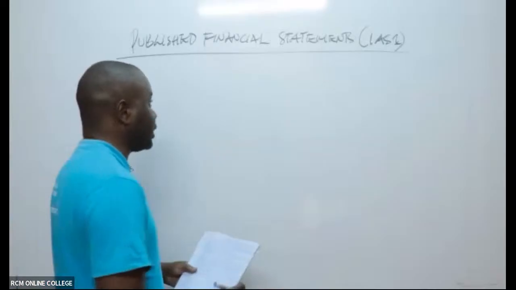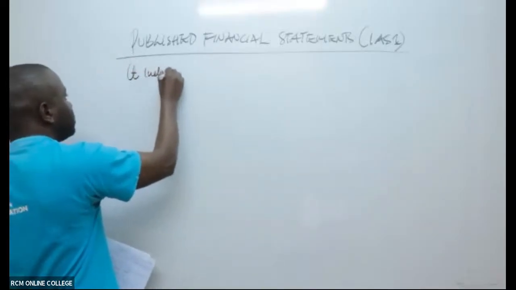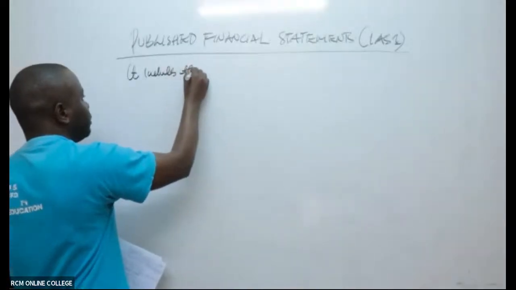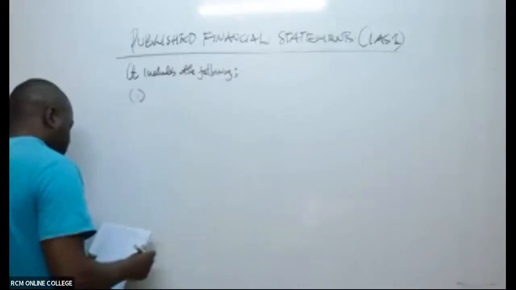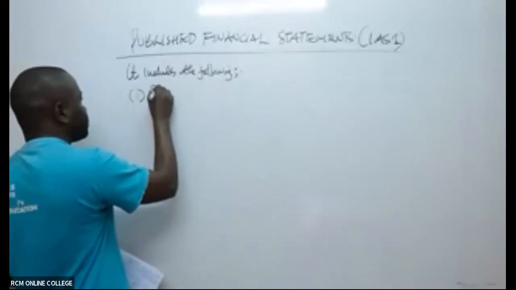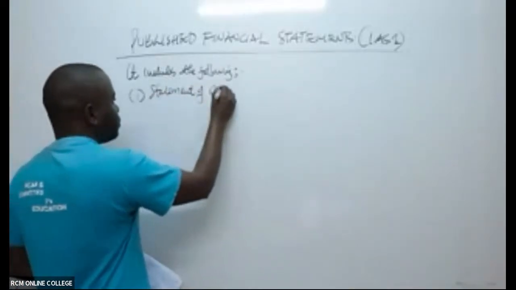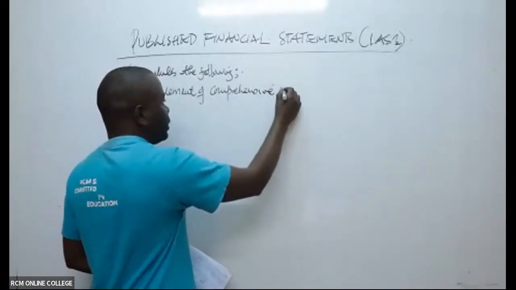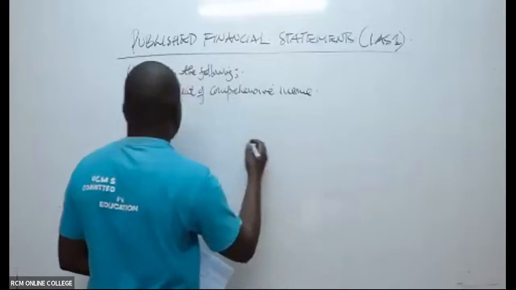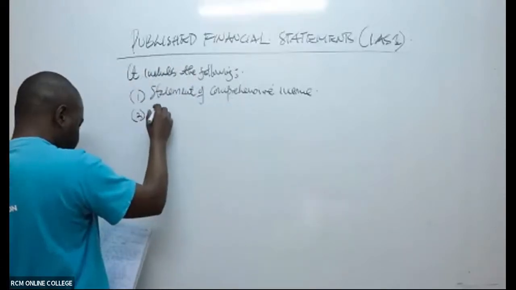It includes the following. So number one, we have the statement of comprehensive income. Number two, we have the statement of financial position.